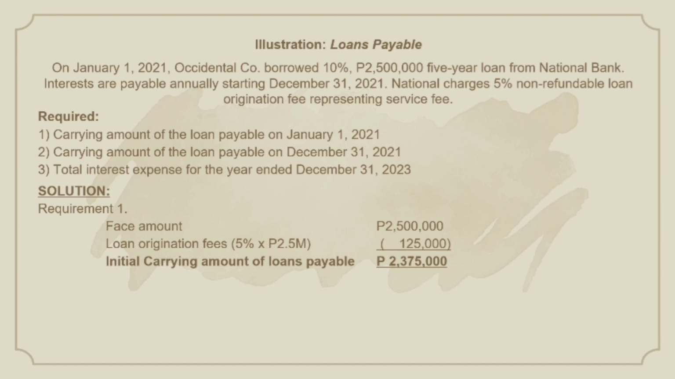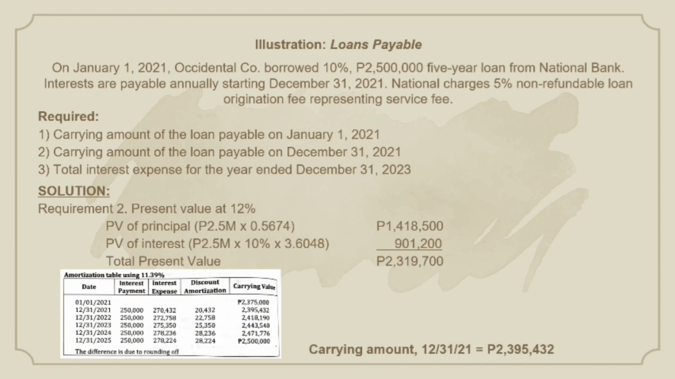We have here the face amount of 2,500,000 less the loan origination fee of 5% of 2,500,000, which equates to 125,000. So we have the initial carrying amount of loans payable of 2,375,000. So the second requirement, the carrying amount of the loan payable on December 31, 2021.